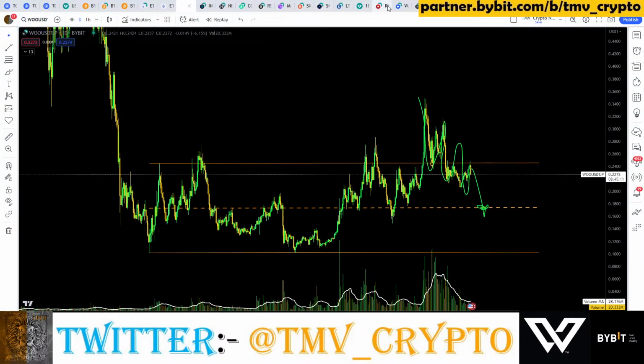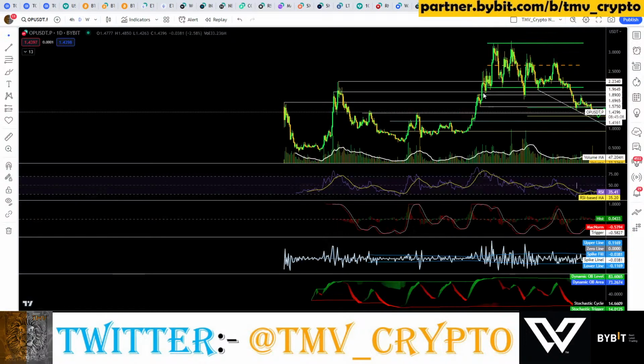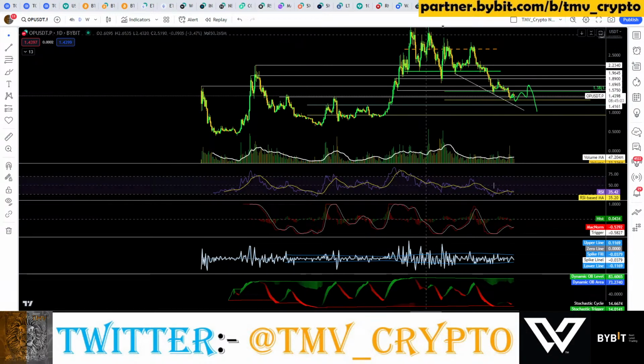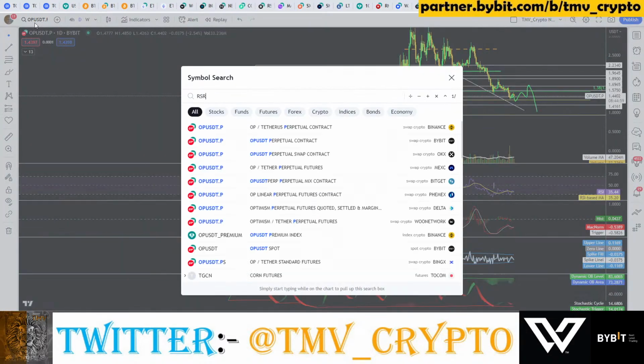RSR, I already have the chart on the RSR. It has swept the lows. What is this chart? This is OP. OP is nicely playing out the way I mentioned. I don't have RSR or what?